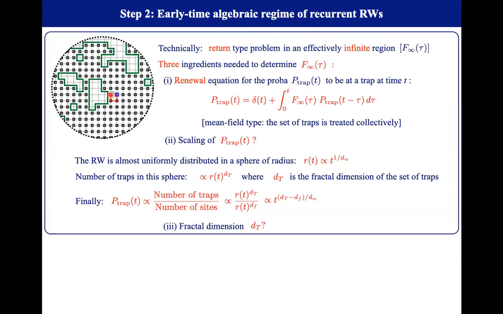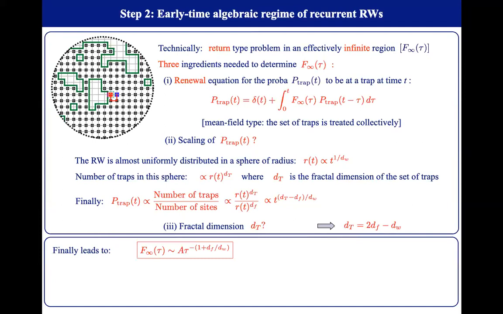The last step consists in determining the fractal dimension of the set of traps. And we have done it. You can show that this quantity is given by 2df minus dw. Now we have everything, and you can obtain the algebraic behavior I gave you before for the recurrent random walks. You can also obtain the first crossover time. It is obtained by the crossing time of the radius rho n of the largest region free of traps at the power dw. So now we know everything about the first regime of the recurrent random walks.